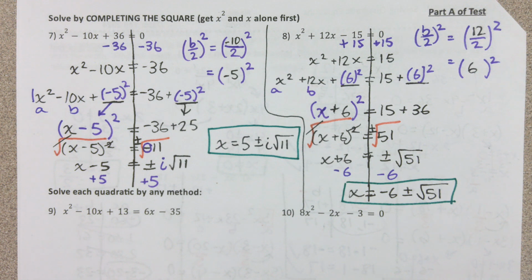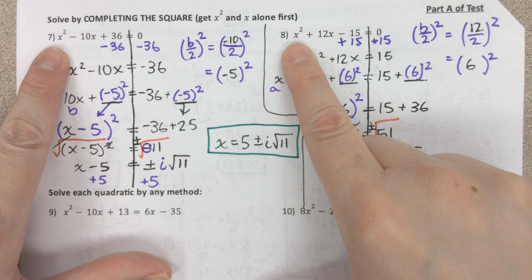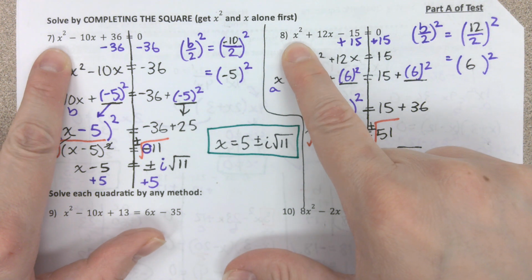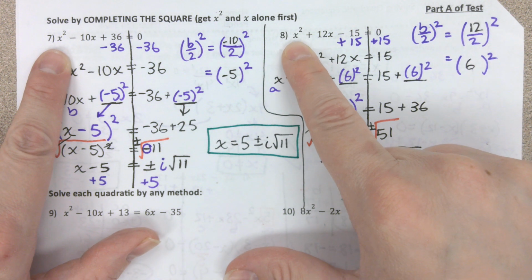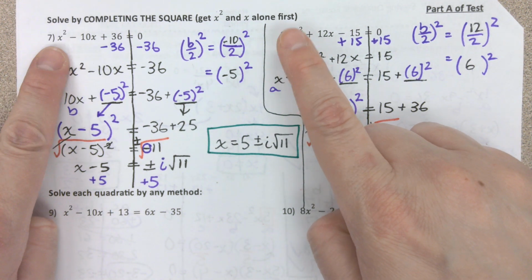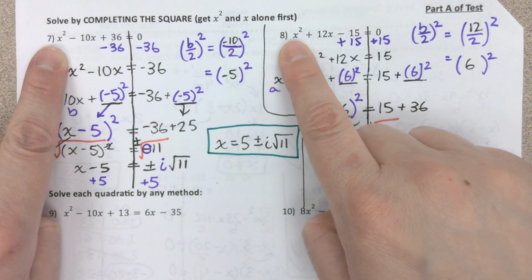If you really like that method and want to use it in other places, reminder, you can only use it if you have an a value of 1, if there's no number in front of this x squared. So that's why both of those problems looked like that. If there was a number in front of either of these, then we'd have to do something else.